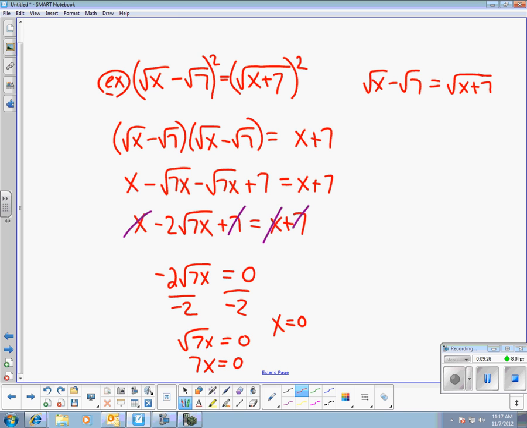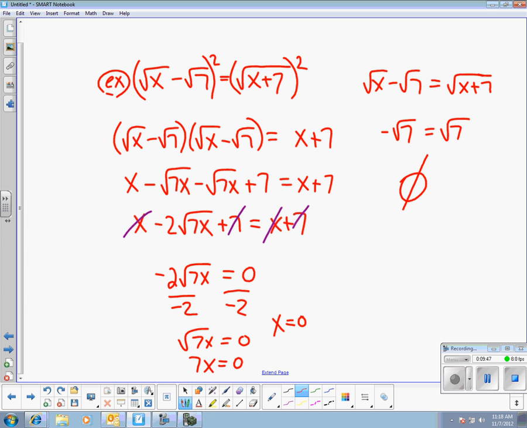So I plug in 0, I get negative square root of 7 on the left, and I get positive square root of 7 on the right. So 0 does not work, which means that no solutions, empty set, however you want to say it. There's nothing that can make this true. All right, so that's a unique finishing on that one, but the point's the same.